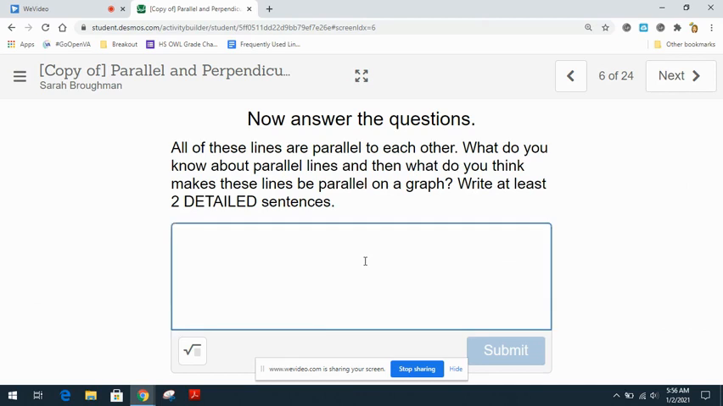So what do you know about parallel lines? And then what do you think makes these lines be parallel on a graph? And we're going to write 2 detailed sentences. These will obviously be different for every single person, but an example would be, we know that parallel lines never touch or intersect.